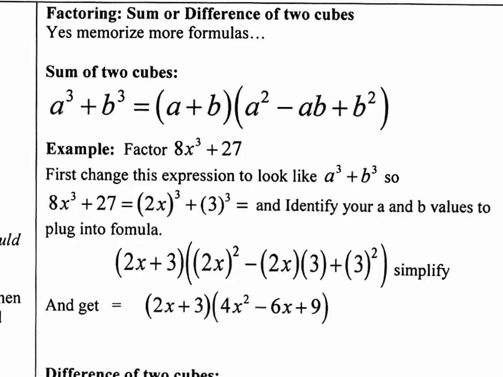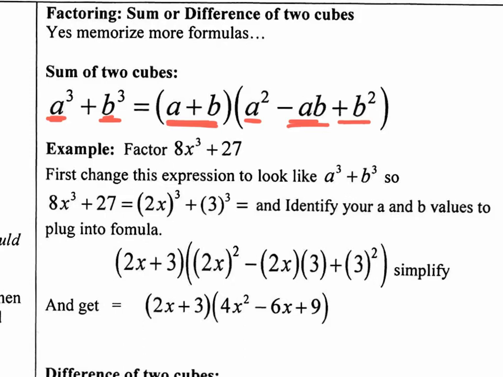So the sum of two cubes formula is whenever you have something cubed plus something cubed, you're going to start by doing a binomial, and it's simply going to be the a plus b inside the parentheses. And in the other one, you're going to have a squared minus ab plus b squared. I know it looks difficult, but it's actually not that bad. And of course, we have examples right here.